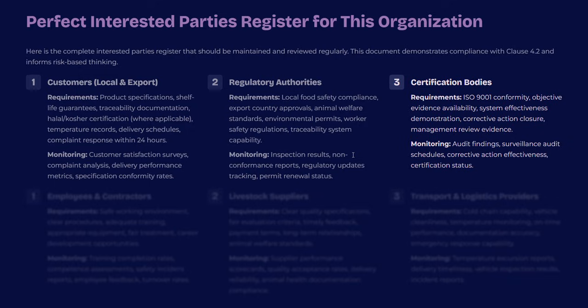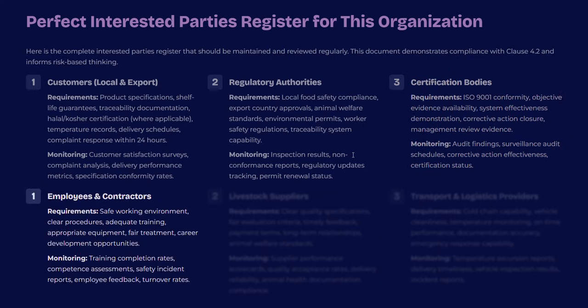Number three, we have certification bodies. What are the requirements? ISO 9001 conformity, objective evidence availability, system effectiveness demonstrations, corrective actions closure, and management review evidence. How do we monitor this? Through audit findings, surveillance audit schedules, corrective action effectiveness, and certification status.